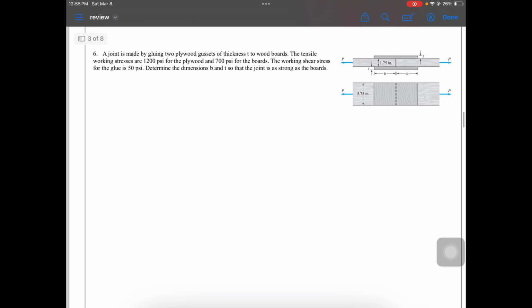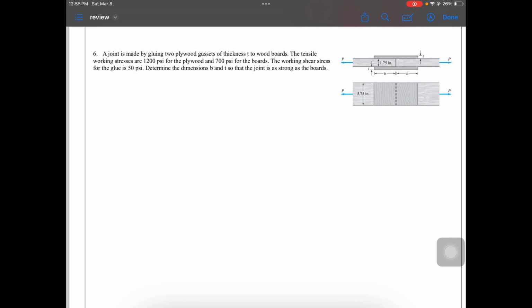Okay, next example. A joint is made by gluing two plywood gussets of thickness T to wood boards. The tensile working stresses are 2 psi for plywood and 700 psi for the boards. The working shear stress for the glue is 50 psi. Determine the dimensions B and T so that the joint is as strong as the boards.